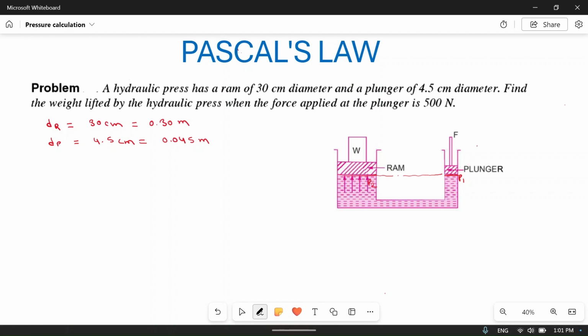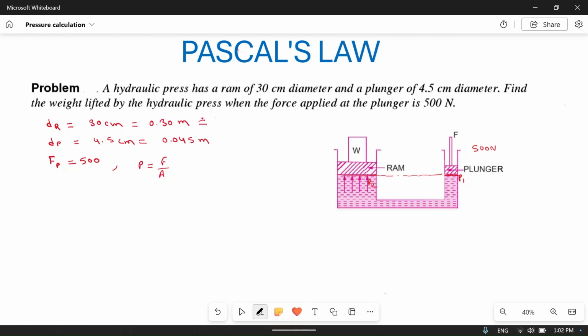Find the weight lifted by the hydraulic press when the force applied at the plunger is 500 Newton. So here 500 Newton force is applied. The force at the plunger is 500 Newton. So what will be the pressure P1? We just talked about the pressure just below the plunger being P1. So P is equal to force upon area.